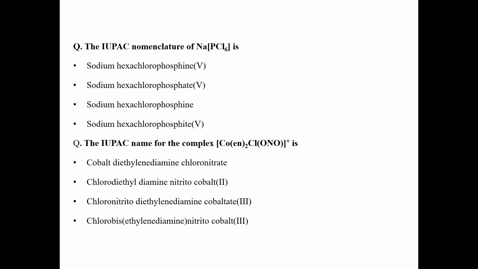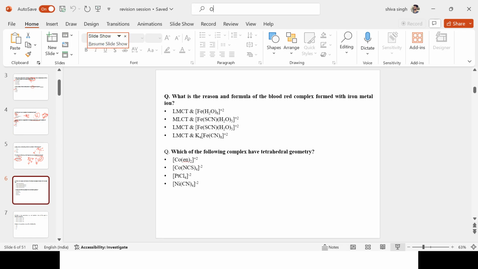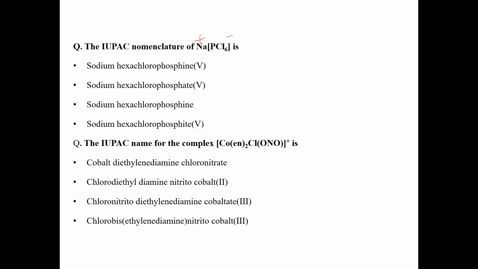So for the IUPAC nomenclature of this, first you have to write down the name for the cation, that is, plus 1. Then, since it is an anion, you add a suffix; just see which suffix or prefix will be added here. It will be phosphate, phosphine, or phosphite. Both the problems are based on nomenclature.